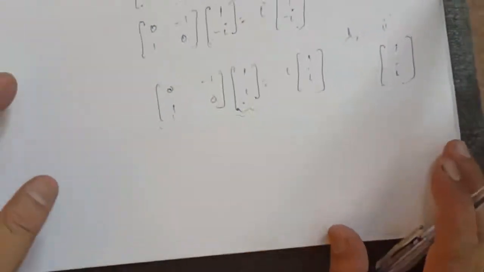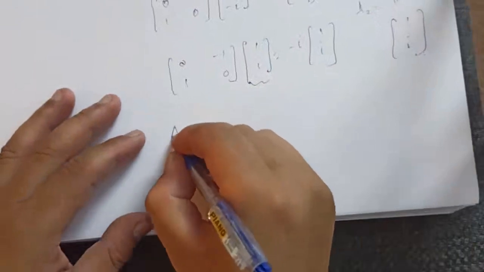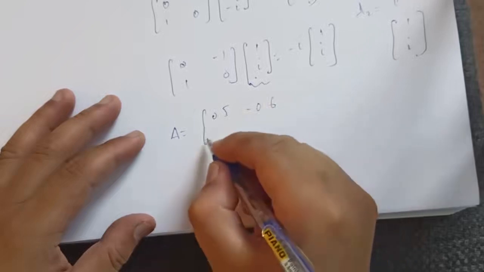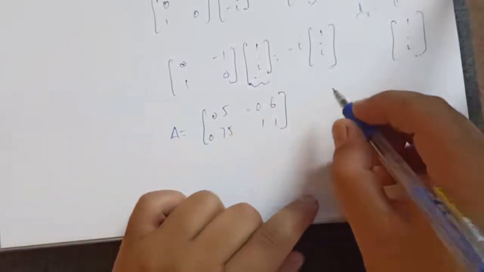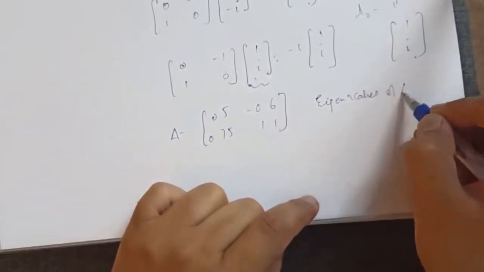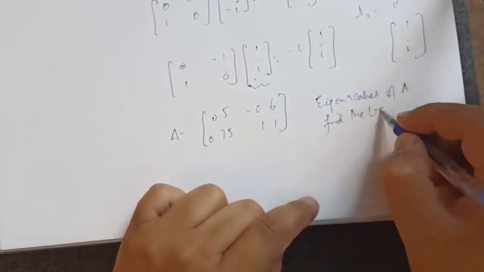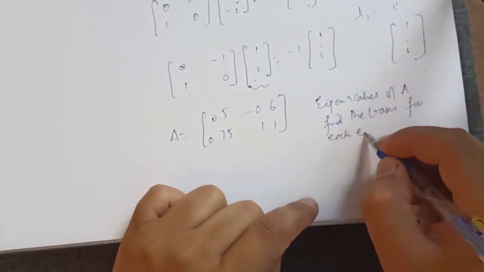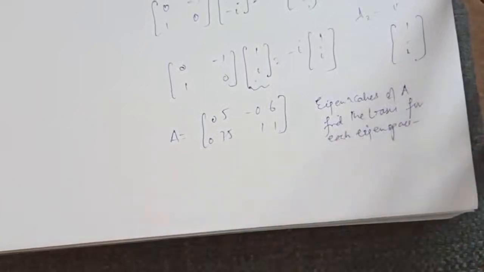Say A is equal to the matrix 0.5, minus 0.6, 0.75 and 1.1. What we need to do is find the eigenvalues of A and also find the bases for each eigenspace, as we did in the case when the eigenvalues were real.